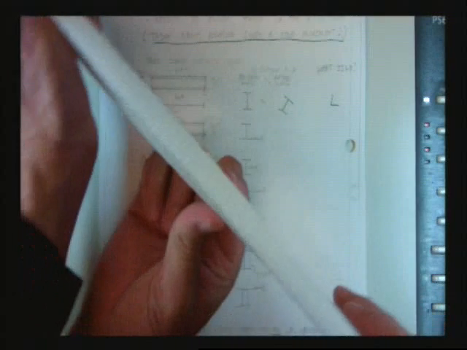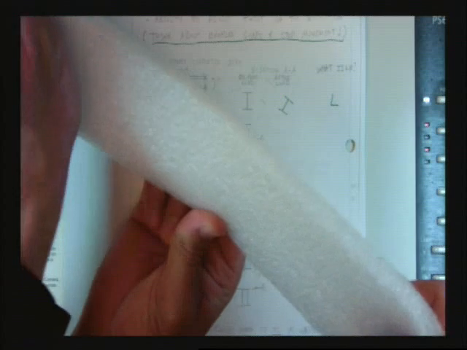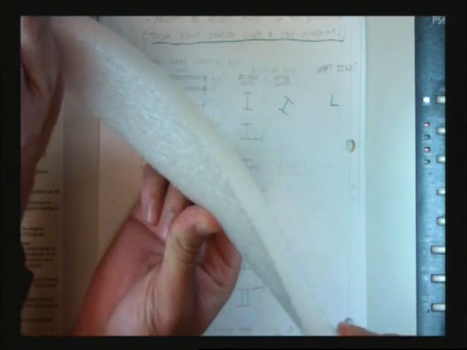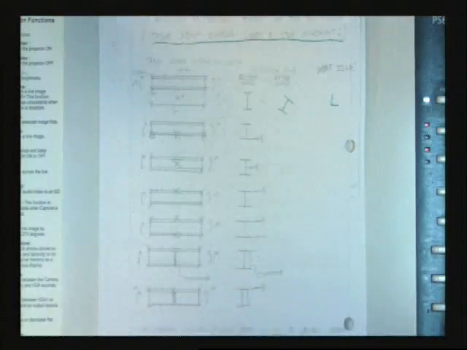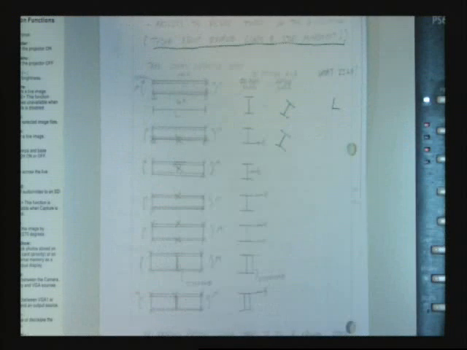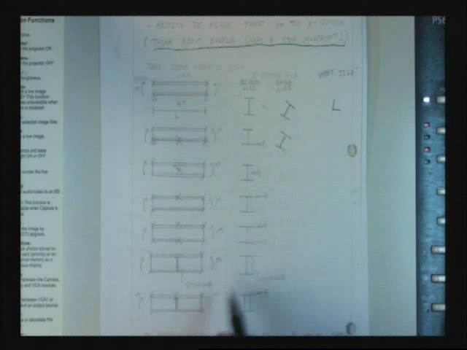Grab the bottom. Oh, it still buckled, didn't it? Bottom flange is about the same, right? Maybe a little straighter. Maybe a little straighter, but I'm going to say it looks the same. You agree? You saw it. Yeah. You're the closest. Looks the same. What else could it be? No.